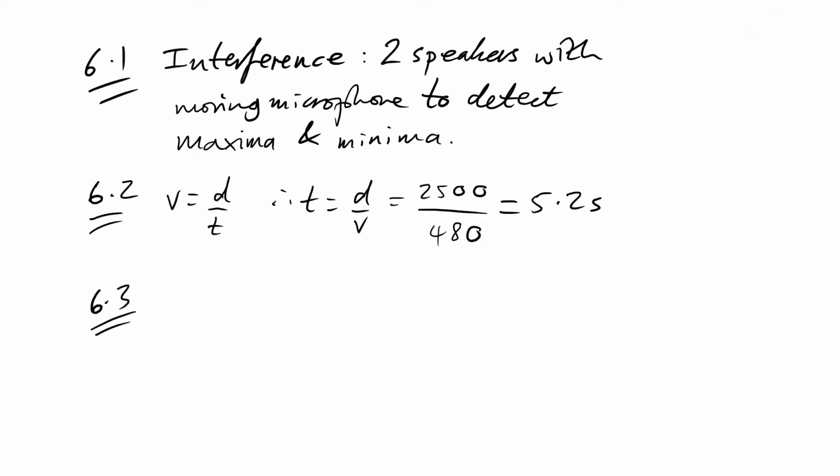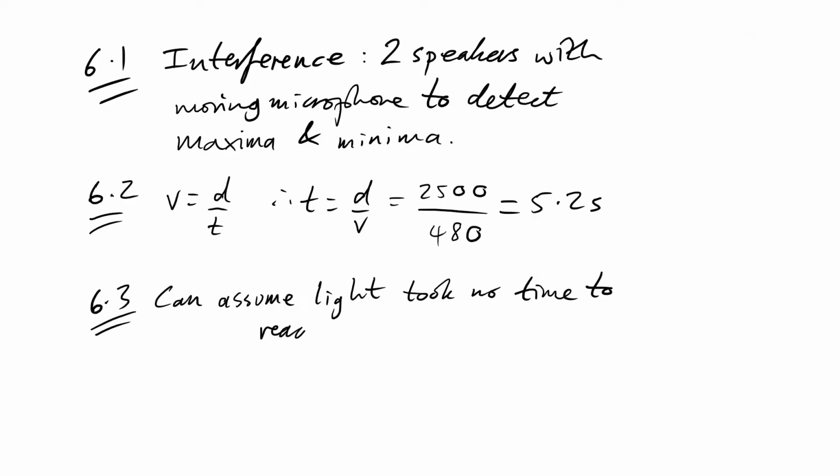So in that vein, why do we have to make that assumption? So that we can assume light took no time to reach the observer. Oh, these are dumb questions.